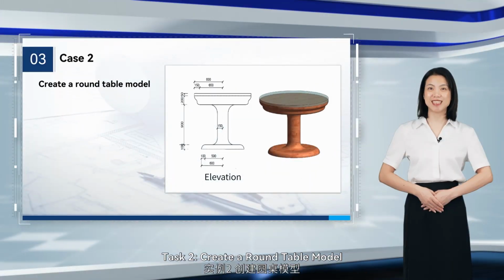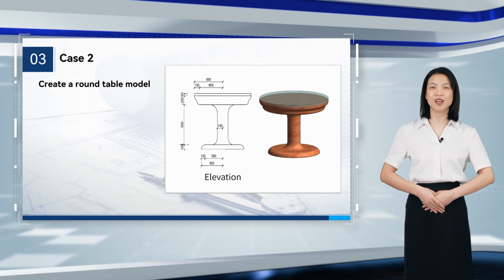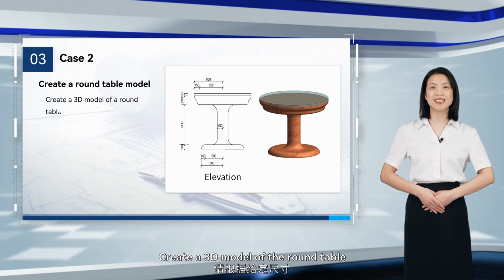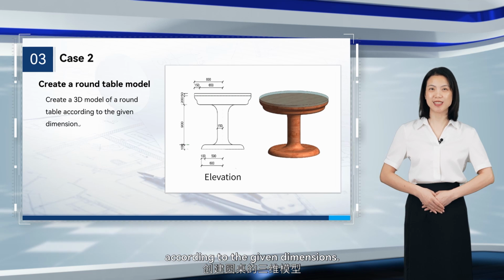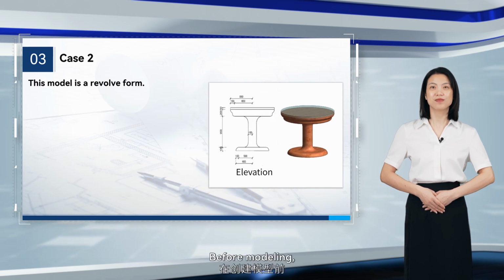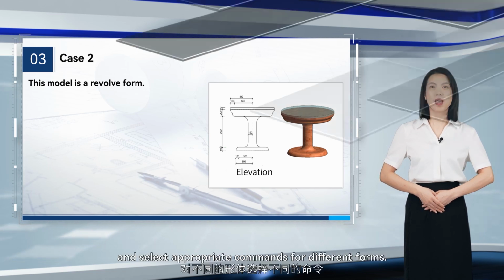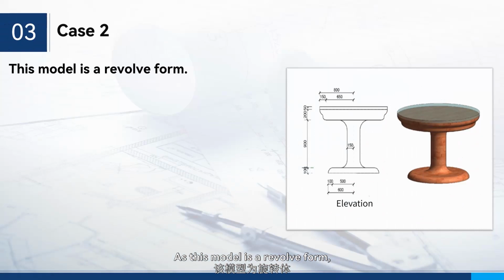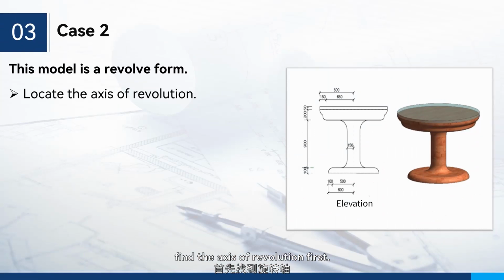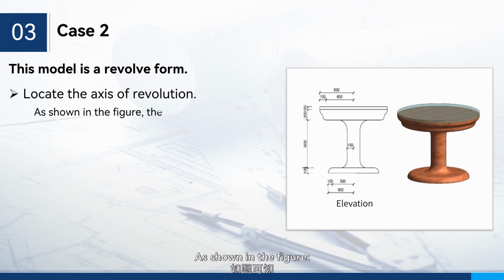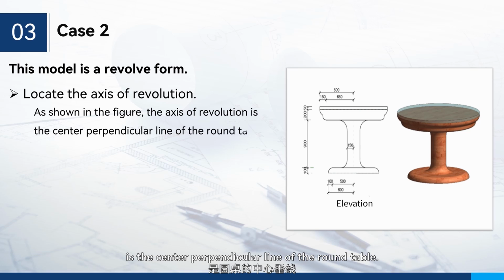Task 2. Create a round table model. Create a 3D model of the round table according to the given dimensions. Before modeling, perform a form analysis and select appropriate commands for different forms. As this model is a revolve form, find the axis of revolution first. As shown in the figure, the axis of revolution is the center perpendicular line of the round table.